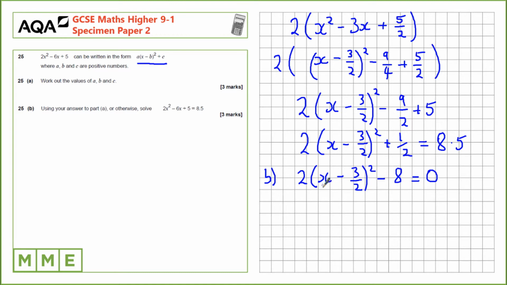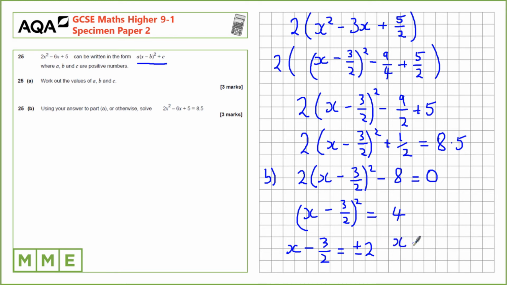Let's start rearranging. We want to try and calculate what x is, so we'll need to add 8 and then divide by 2. So x minus 3 over 2 all squared. We'll have 8 on this side and then we'll divide it by 2, so that will be left with 4. x minus 3 over 2 equals plus or minus 2. So the square root of 4 is plus or minus 2.